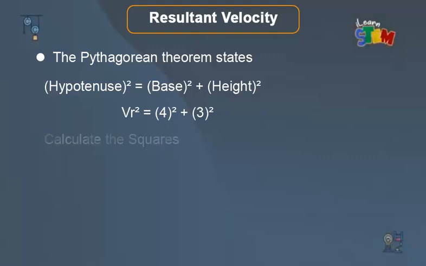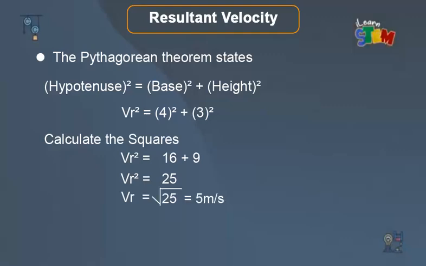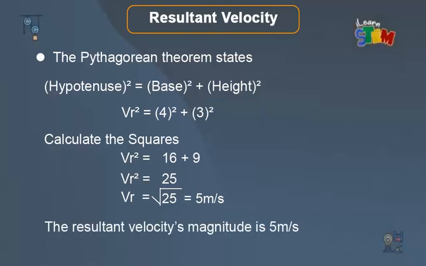Next we square the values of the base and height. VR square equals 16 plus 9. Then, add the results. VR square equals 25. Next we find the square root. Take the square root of 25 to find the magnitude of resultant velocity. VR equals square root of 25, which equals 5 meters per second. Well done, you are doing amazingly well.